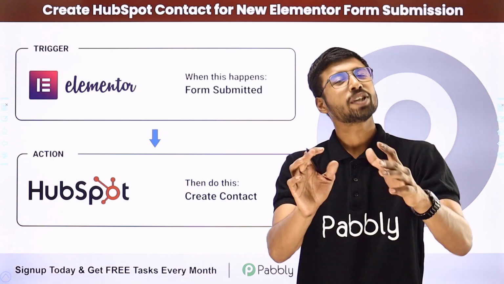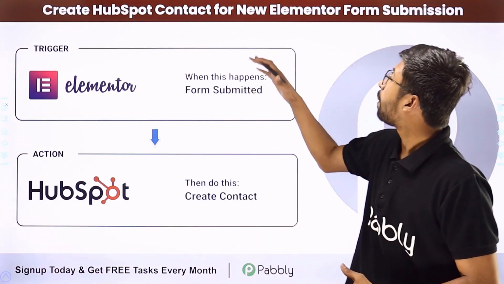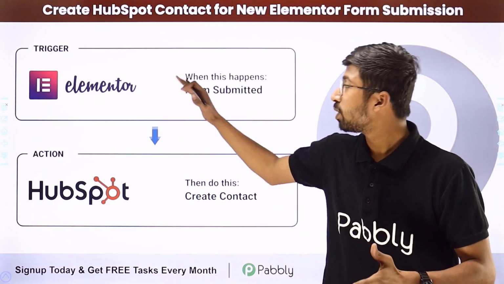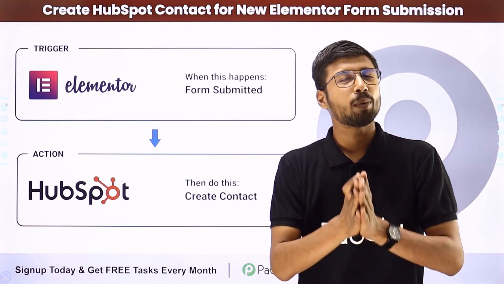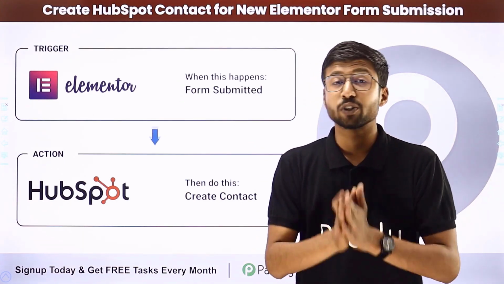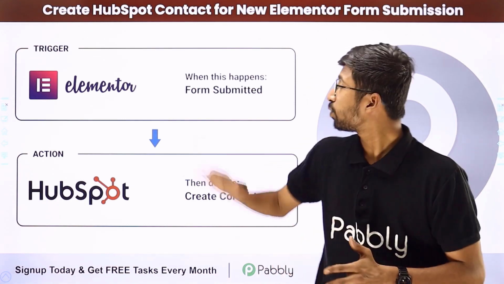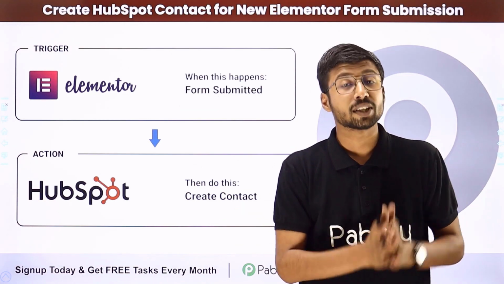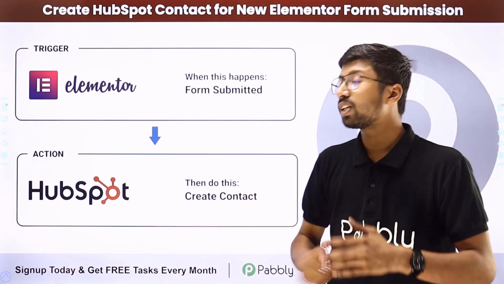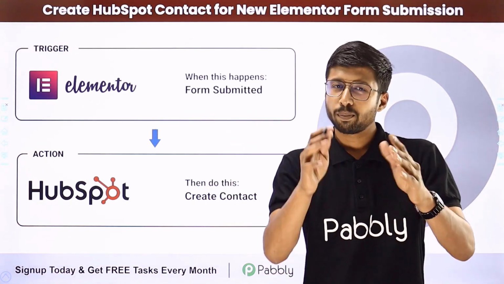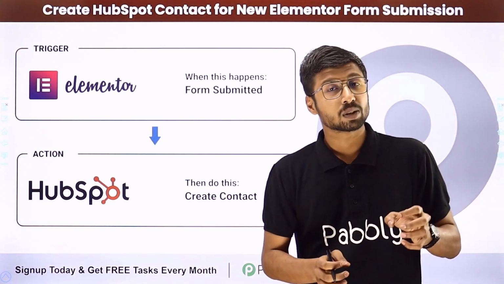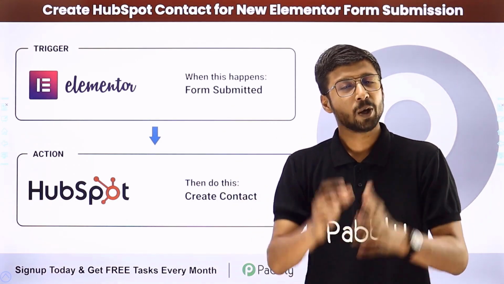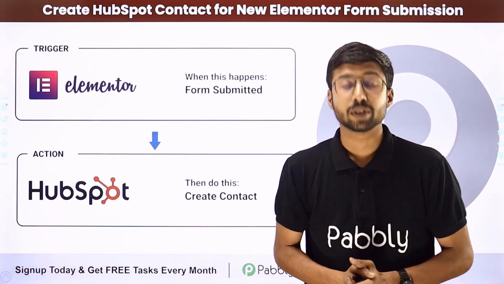So in this video, we are going to learn how to create a HubSpot contact for a new Elementor form submission. Now suppose, guys, you are using Elementor and created some kind of online form and added it into your website or shared it with your users. Now you want that whenever you receive a new form submission, a new response in that form, using the same details entered by the user, you want to create the contact, add the person as a contact in HubSpot. But guys, the manual process of getting the Elementor form submission details and creating a HubSpot contact is very repetitive and time consuming. So in this video, we will see how you can automate this process.